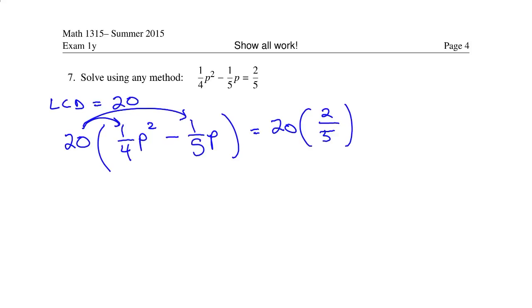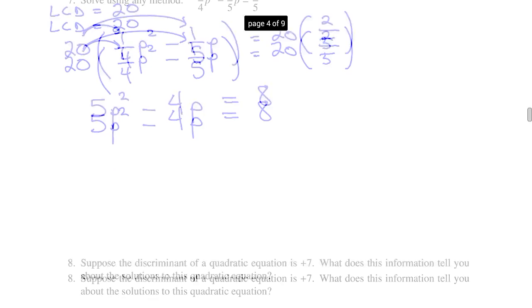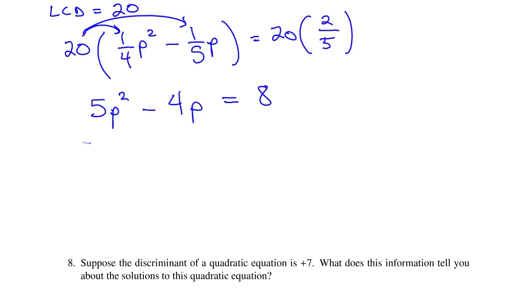Distribute the 20 to both the first term and the second term. 20 times 1/4 is 5. So we have 5p squared. 20 times 1/5 is 4, 4p. 20 times 2/5 is 8. We still have a quadratic, so the way we solve a quadratic is to move everything to the left. This probably doesn't factor. It's my intuition. And so I'm going to use the quadratic formula.